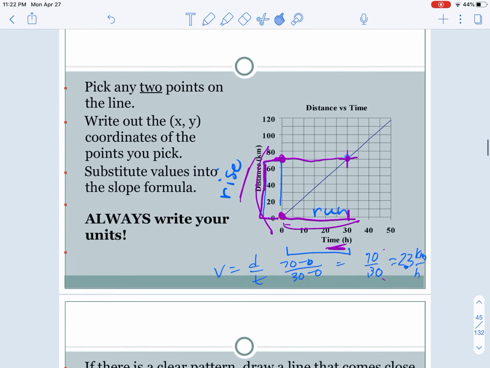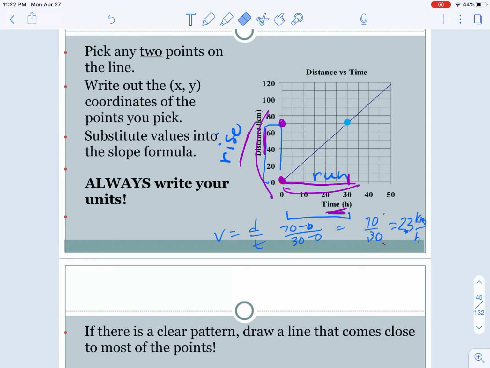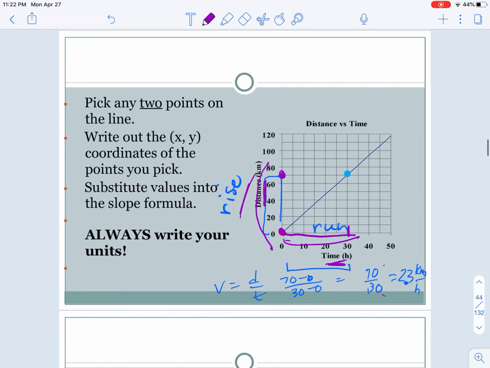And this graph is a graph of something going 2.3 kilometers per hour. Now, an interesting thing about this is that if you have some other spot that you used, let's say, I don't actually see another one that crosses right on the line, but let's say it was that spot that crossed right on the grid as well. You could take that one, let's say 60 minus 0 over, this is now 25 minus 0, and 60 over 25 should give you the same thing as the other person who did it on this spot.